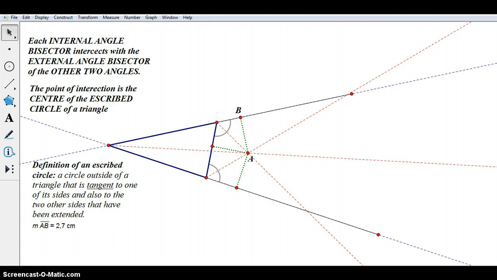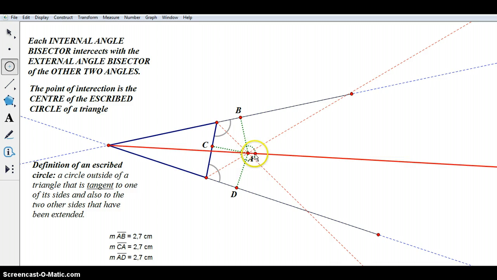AB is 2.7, super, let's move that over. Let's measure this one. We're looking for 2.7 again. Measure. There we go, 2.7. And then the final one, measure. And there we go, 2.7, which we're all certain should have happened because we're very safe in the knowledge that this point is equidistant from those three sides. And we can see that clearly with our lovely circle at the end. Okay, I think we're done for now.